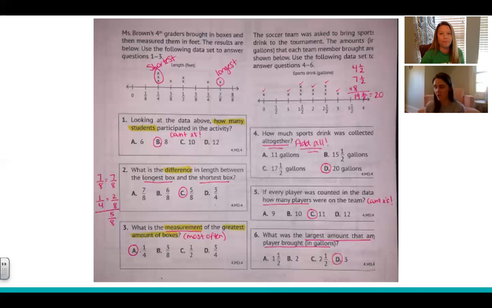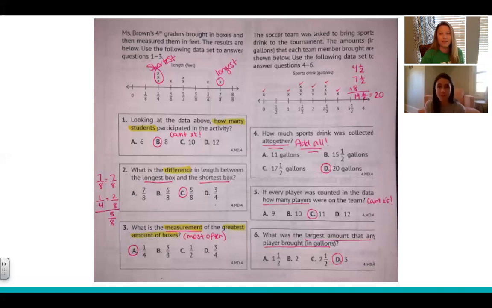Yep. All right, we are talking about soccer again. Here we're talking about sports drinks in gallons, and this is talking about the amounts that each team member brought, shown below. So I guess the amount that they're going to drink during the soccer game. Number 4, how much sports drinks was collected all together? Ooh, this is kind of the tricky one that we were warning you about from earlier.